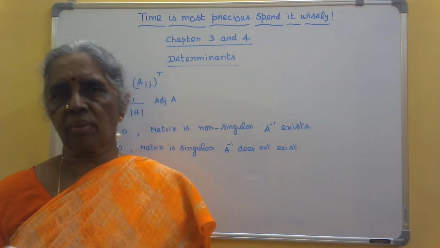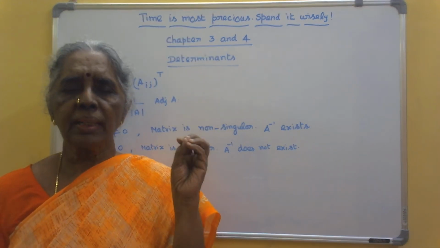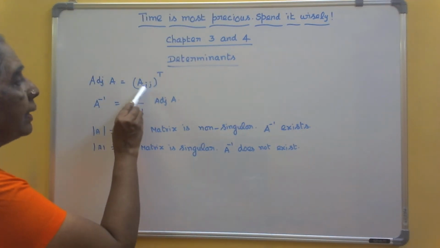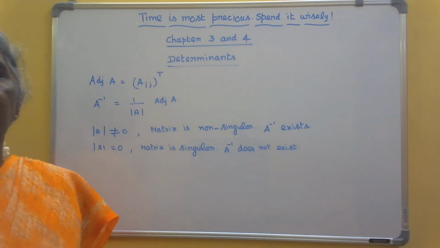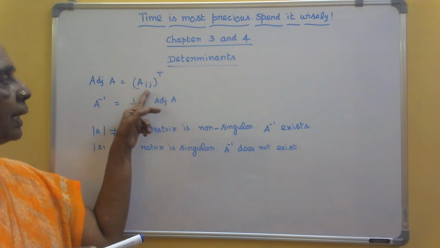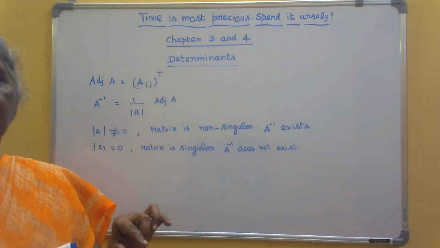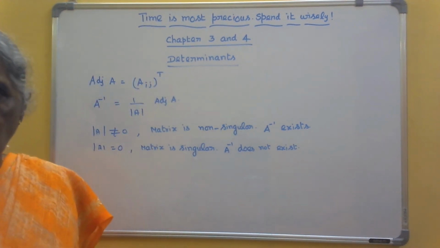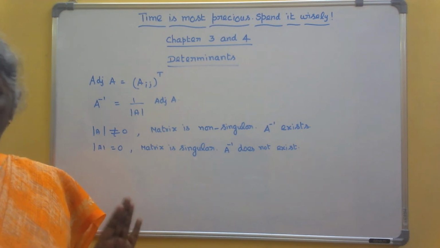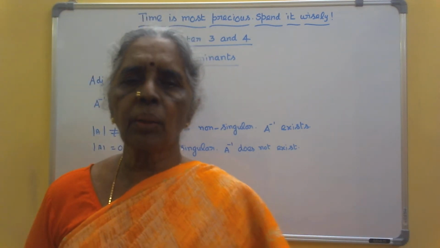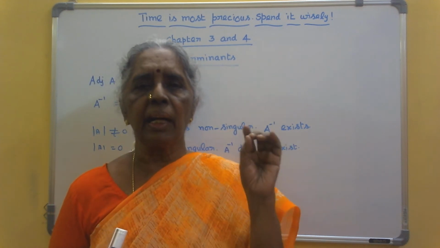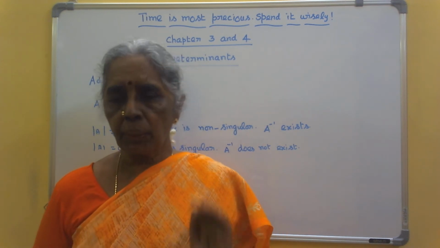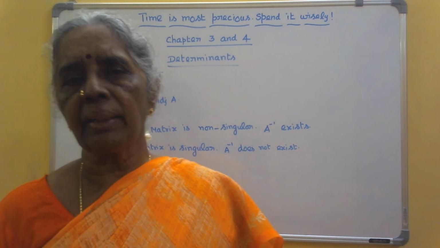Now, a few more terms. Adjoint A. What is the adjoint matrix A? You know this capital Aij is the cofactor matrix, because it is a matrix consisting of the cofactors. If you transpose the cofactor matrix, that is called adjoint A. Now, I want to tell you one shortcut for finding the adjoint A of a 2 by 2 matrix. For a 3 by 3 you have to work it out, but for a 2 by 2 I will tell you how you can find the adjoint.